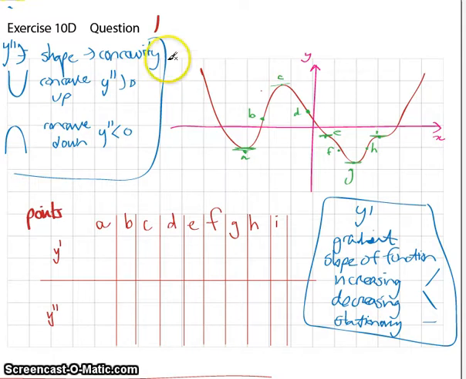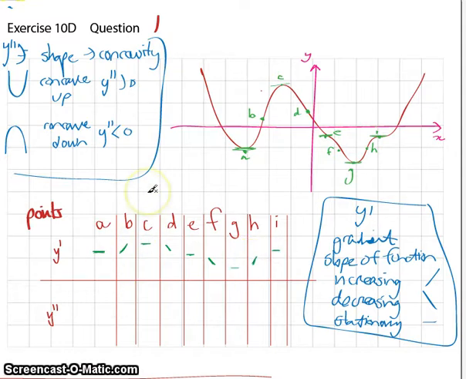So I'm going to go through first and look at the gradient function. As we go through here, we can see that at point A, the first derivative is 0, so it's flat. B, it's positive. C, flat. D, negative. E, flat. The diagram doesn't really look like it, but you can see in your textbook that it's a flat one. F is negative. G, flat. H, positive. I, flat.